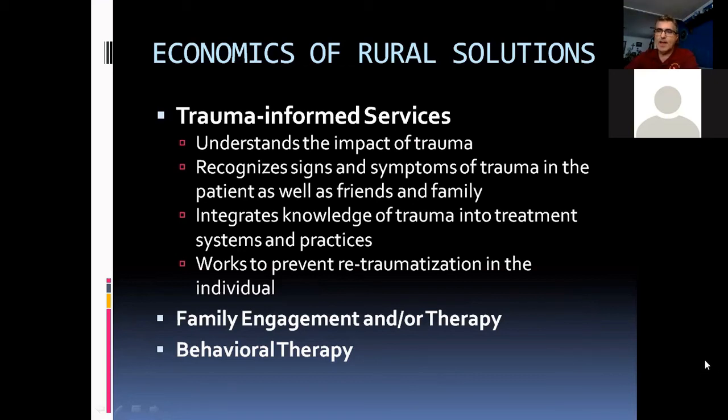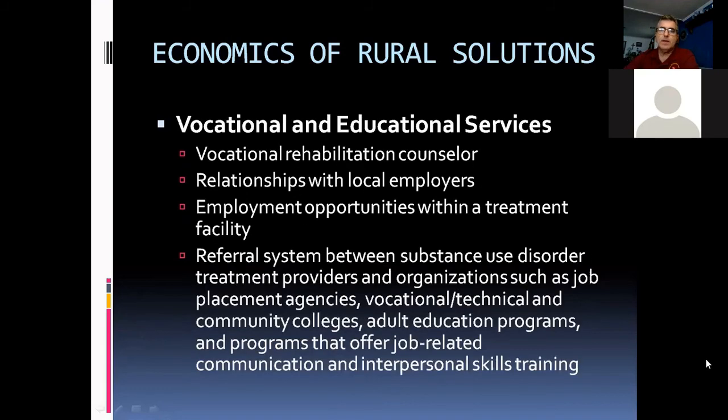We also need family engagement in therapy and behavioral therapy, vocational and educational services, and all that goes along with that. And this is just an introduction, but we need a comprehensive treatment process where people can quickly access the services when they need. And we need to make those services much more available to our rural population. And this is the challenge we are facing today.